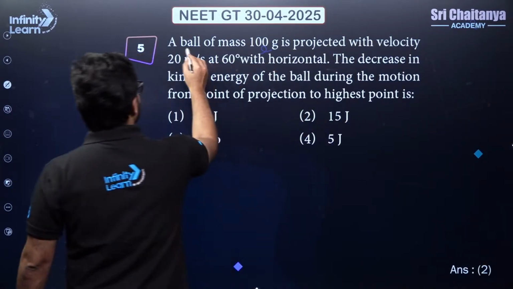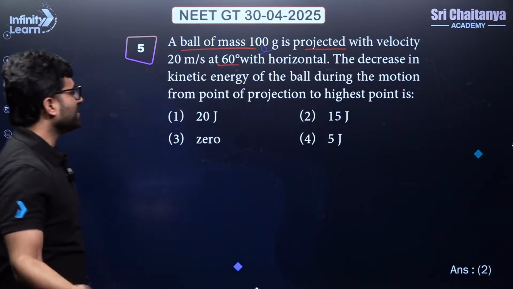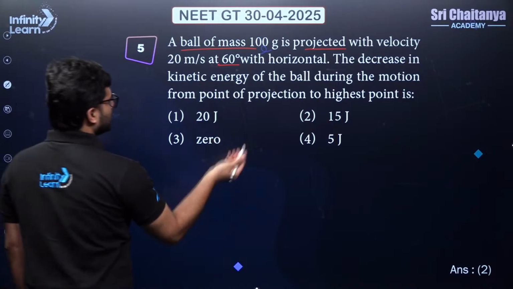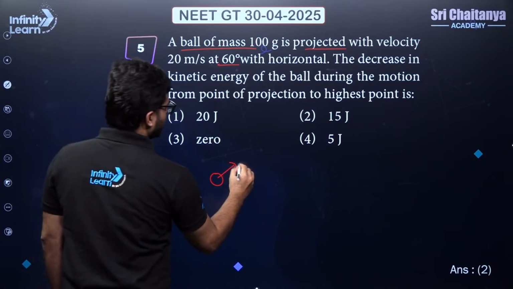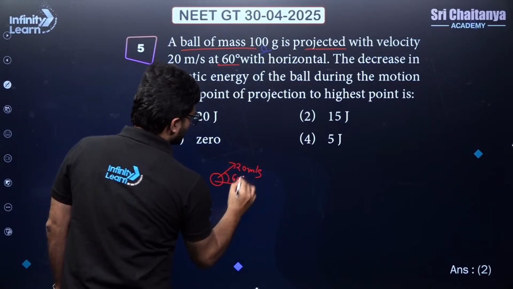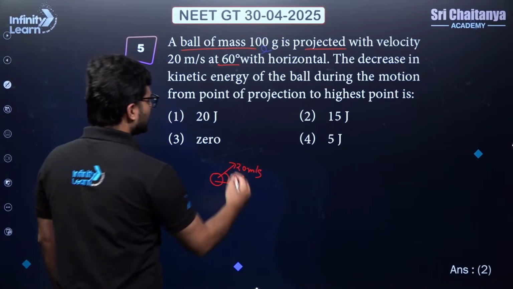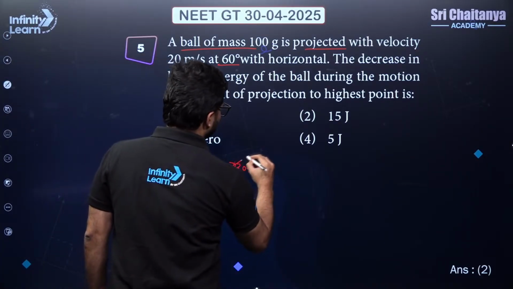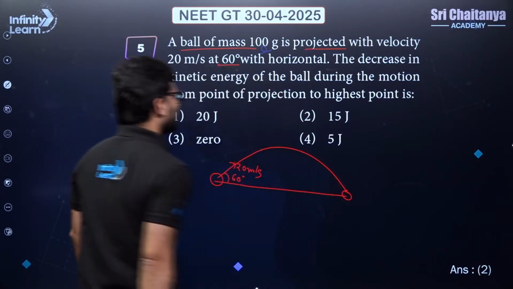Now let us see the next question. A ball of mass 100 gram is projected with a velocity of 20 meter per second at 60 degrees. So let me draw a ball here. This is your 20 meter per second, right? It is projected at an angle of 60 degrees, right? Okay. So basically it is a projectile. So what will happen? It will go like this and it will go like this. Correct? This is what is happening here.